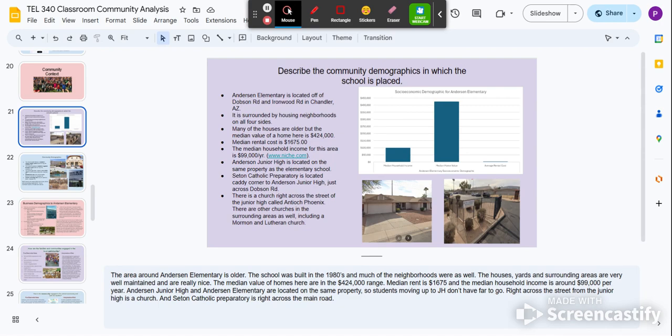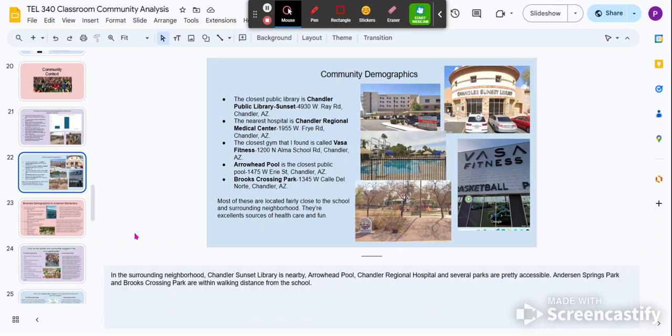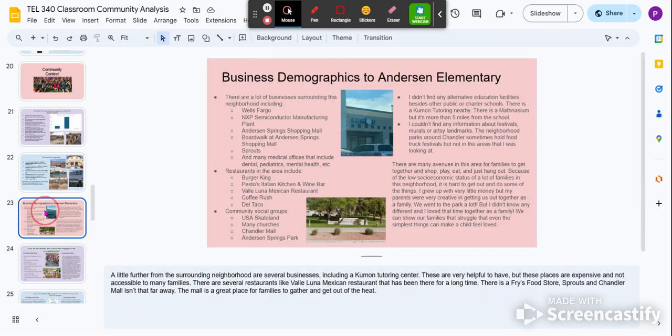Anderson Junior High and Anderson Elementary are located on the same property. So students moving up to junior high don't actually have to go too far. Right across the street from the junior high is a church, and Seton Catholic Preparatory is right across the main road. In the surrounding neighborhood, Chandler Sunset Library is nearby, Arrowhead Pool, Chandler Regional Hospital, and several parks are pretty accessible. Actually, Anderson Springs Park and Brooks Crossing Park are within walking distance from the elementary school.